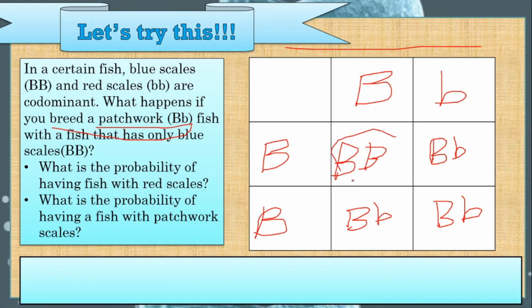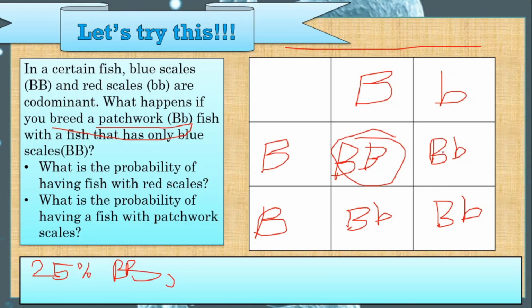We have one box containing BB, 25% capital B, blue. So we have 25% blue. Then it shows 3 boxes filled with B and small b. Therefore, 25 plus 25 plus 25 is 75% B.